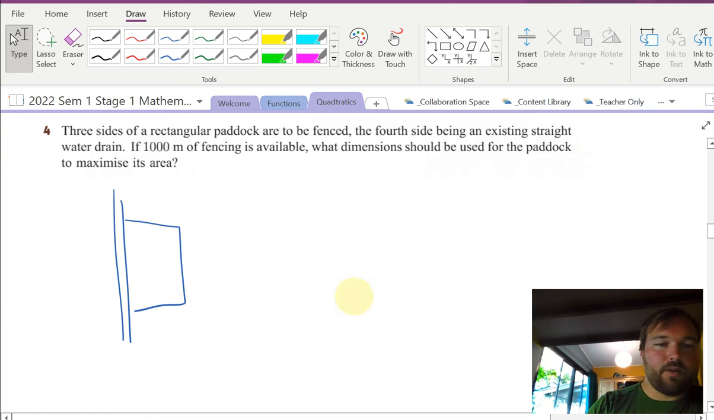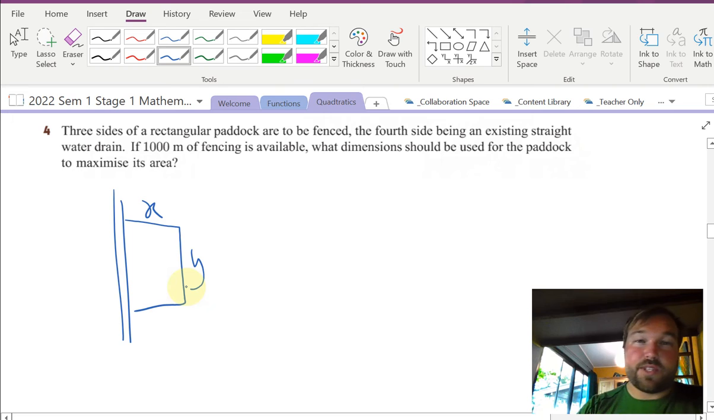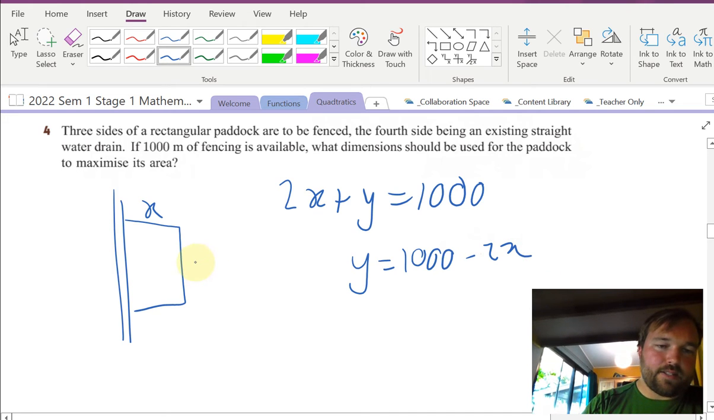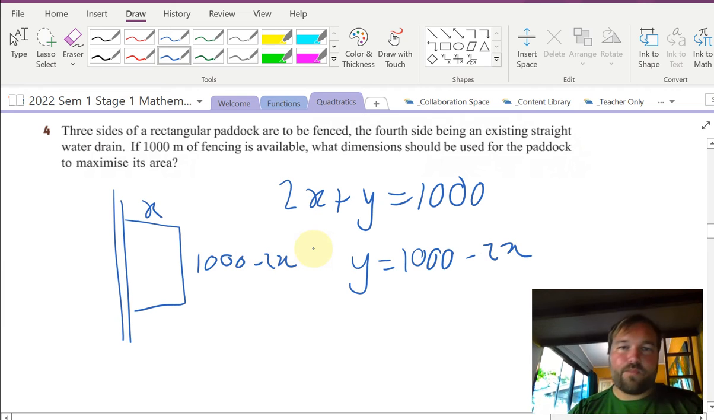All right, well, I'd call that x and y. And then I'd use a similar trick as before. 2x plus y equals 1,000. y equals 1,000 minus 2x. Don't be afraid to introduce 2 letters to start with. Bear in mind you're aiming to replace one with the other as soon as possible.